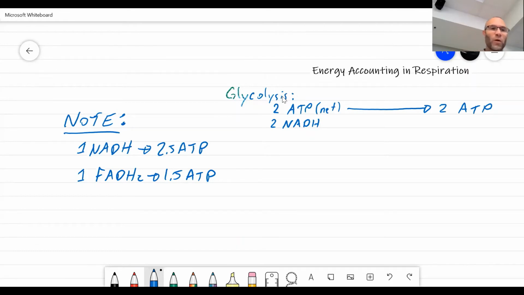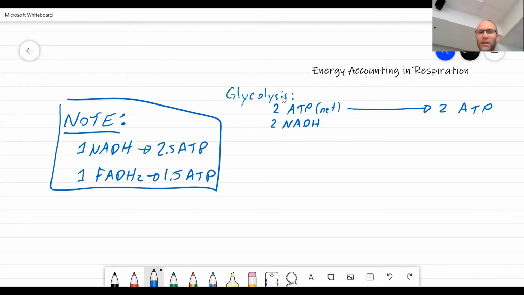But I'm just showing you the formula that I'm going to use for converting everything to ATPs. So we can write that here. I'm going to multiply by 2.5. And so 2.5 times 2 is, of course, 5 ATP. Okay, so the next step was, of course, pyruvate oxidation.